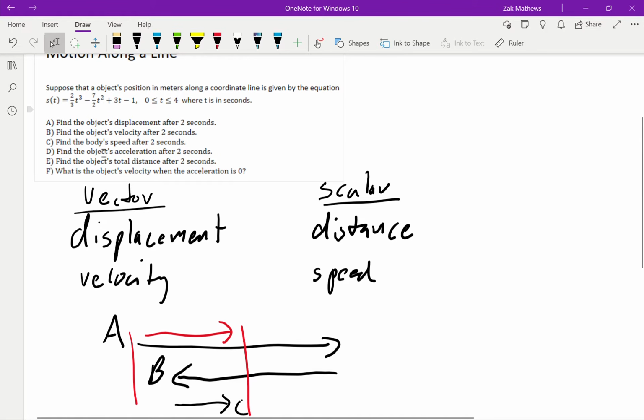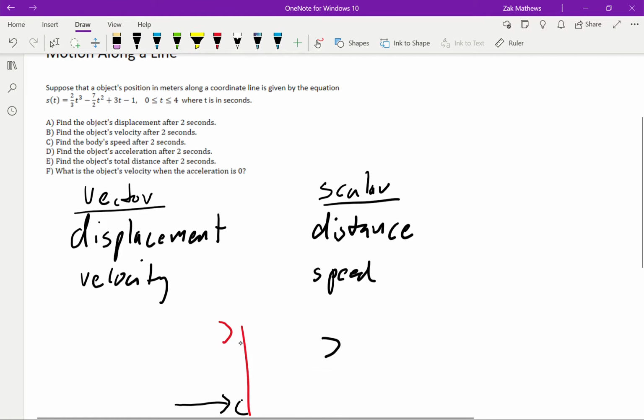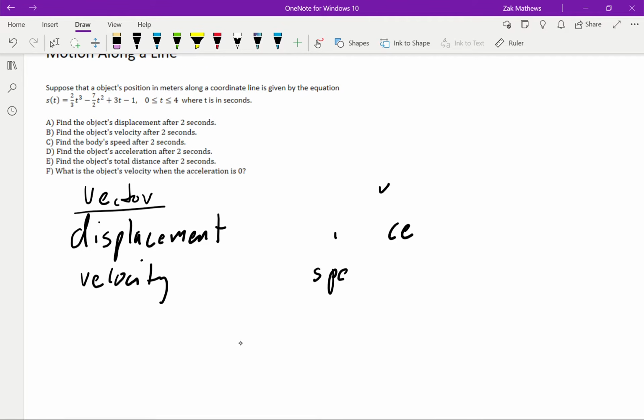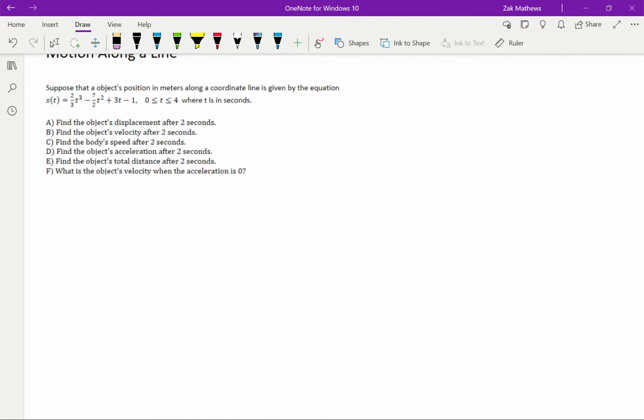So in this first problem, we're asked to find the displacement. This is the one where all we care about is how far we have traveled from where we start to where we finish. Let me clear a little bit of room here. We have the equation that gives us the position. I'm going to calculate the position at 0 seconds and the position at 2 seconds. Why is it important to calculate the position at 0 seconds? Well, that is my starting point. t equals 0 is always my starting point.